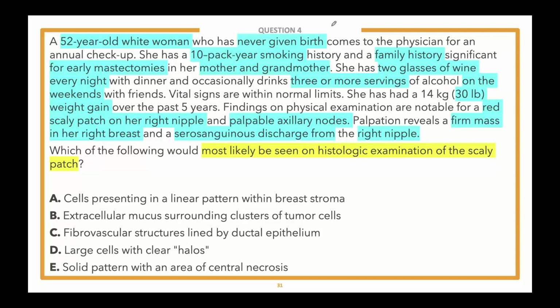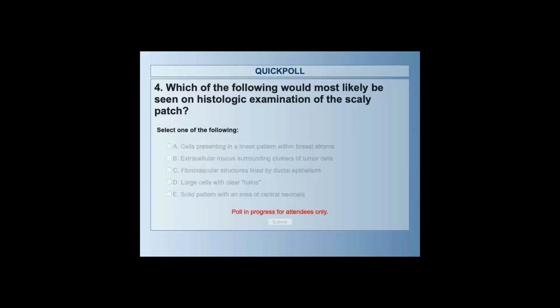Answer choice E, solid pattern with an area of central necrosis. D, large cells with clear halos. C, fibrovascular structures lined by ductal epithelium. B, extracellular mucus surrounding clusters of tumor cells. And A, cells presenting in a linear pattern within breast stroma. So we're going to go ahead and open up that poll. Go ahead and select the answer choice you think is the best answer, and we'll talk about it in just a few seconds.